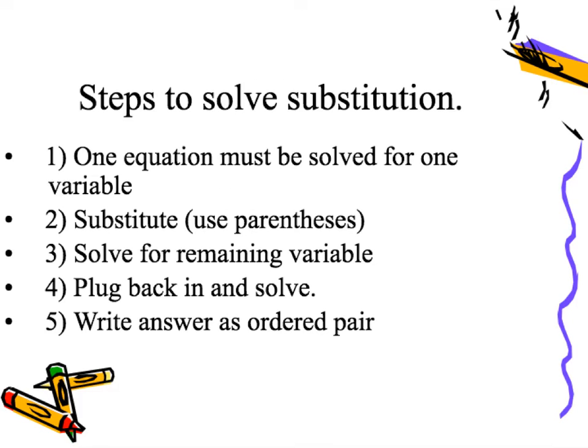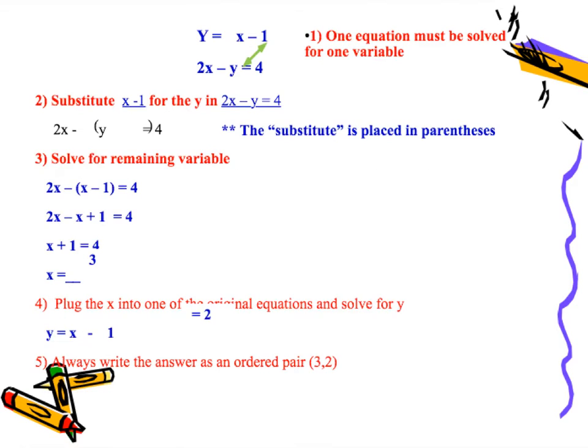And these are your steps to solve. So like I said, one equation must be solved for one of the variables. It doesn't matter if it's x or y. And then you'll substitute what you solve for into the other equation. And make sure you use parentheses. And then you solve for the remaining variable. And after you solve, you need to plug it back in to one of the original equations, solve for the next variable, and then you'll have your answer as an ordered pair x and y.